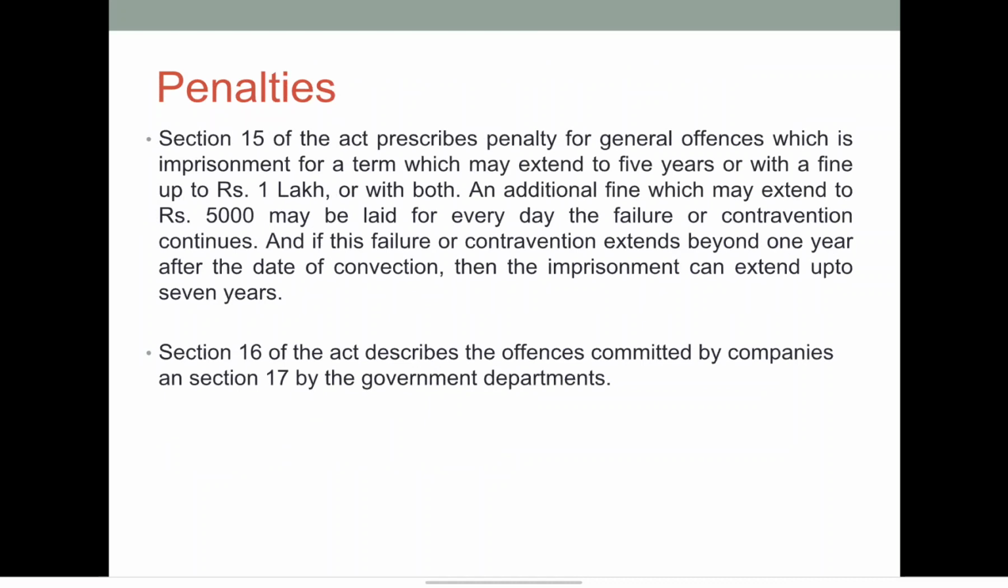Okay, and if this failure or contravention extends beyond 1 year from the date of conviction, then what will happen? The imprisonment can extend up to 7 years. Then section 16 of the act describes offenses committed by companies, and section 17 those by various government departments. So there are penalties for various offenses under this act.